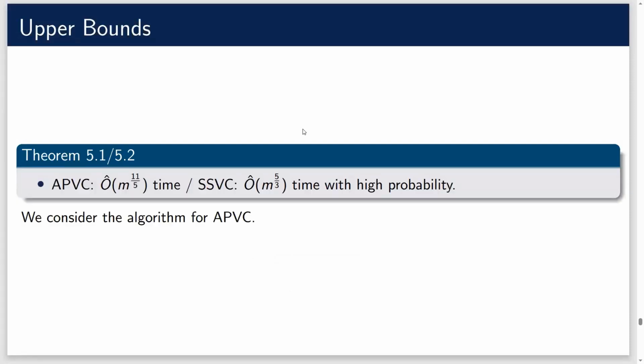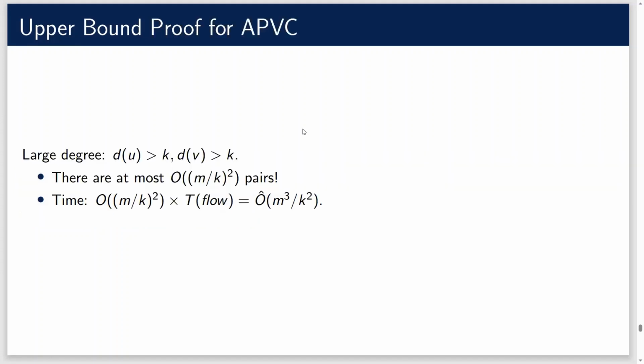Okay, so finally, we introduce the upper bounds. The upper bound results are generally O hat m^2.2 for APVC and O hat m^(1.5) for SSVC with high probability. Here we consider the algorithm for APVC, and the algorithm for SSVC is really similar. It is by some balancing argument between large connectivities and small connectivities.